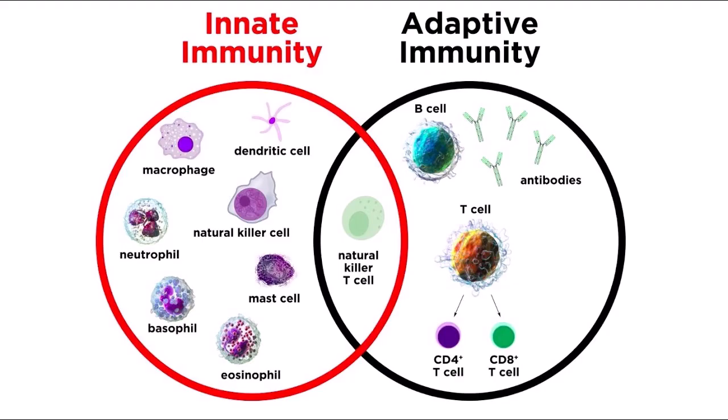All right, here's a really good picture I found that shows you the different cells and where they fall within innate and adaptive immunity. In innate, you have your macrophages, dendritic cells, natural killer cells, neutrophils, basophils, and eosinophils, which are all different types of white blood cells, and your mast cells. You have natural killer T cells in both. Then your adaptive has your big T cell with your CD4 and CD8, and your B cells and antibodies that you developed from having the disease before.